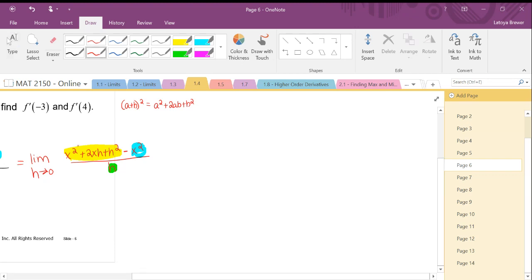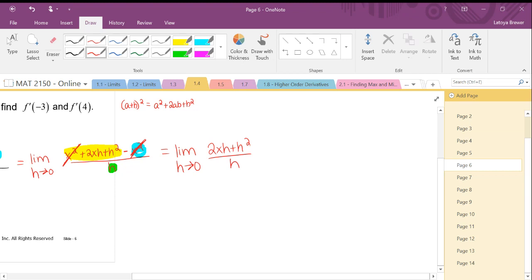So if I simplify this, I see that I have an x squared minus x squared. So they're going to cancel one another out. And I don't have any more like terms. So that's going to leave me the limit as h approaches 0 for 2xh plus h squared, all over h.